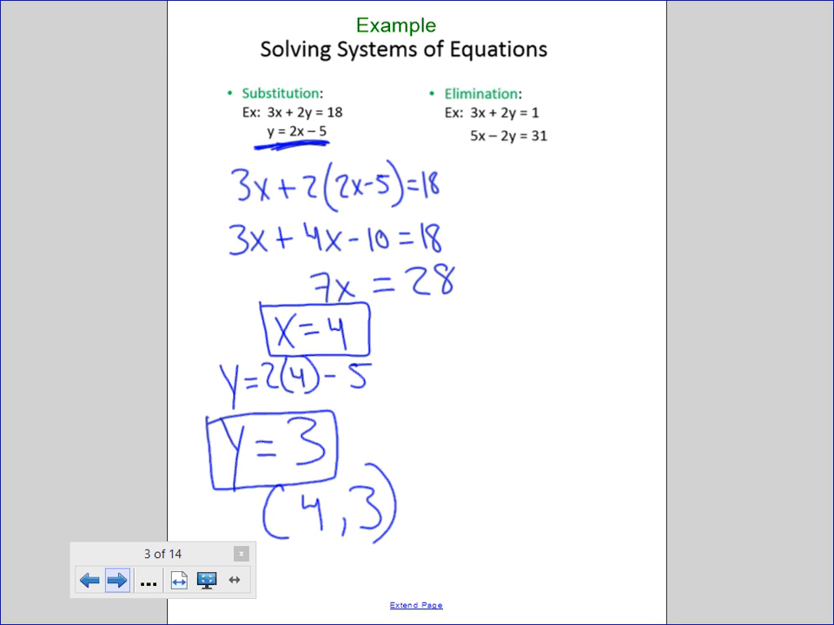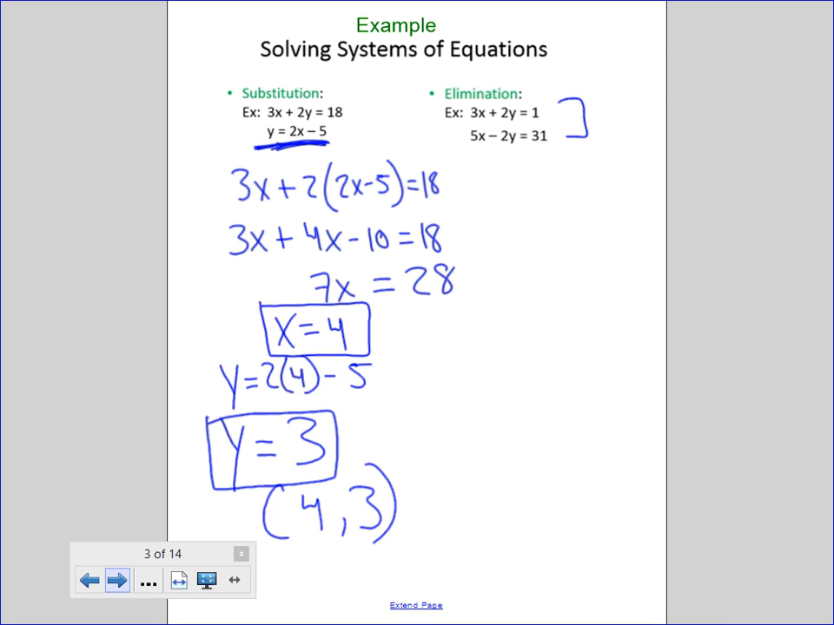Now let's talk about elimination. Elimination is when I'm trying to eliminate a variable from the equation by adding the two equations together. One of the other things I can do is multiply one of the equations by a number and then add it to the second equation. Here, we don't need to do this. If we were to add both of these up, the y's would cancel. So this one's nice for us. It's already ready to go.